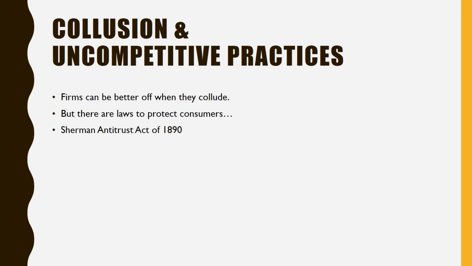So you might have heard about the Sherman Antitrust Act of 1890, or another one you may be familiar with is the Clayton Act of 1914. And we're not going to get too into these, but the Sherman Antitrust Act of 1890 and the Clayton Act of 1914 are in place to protect us from uncompetitive practices and bad behaviors on the part of firms. And so that's good. That's going to help us.